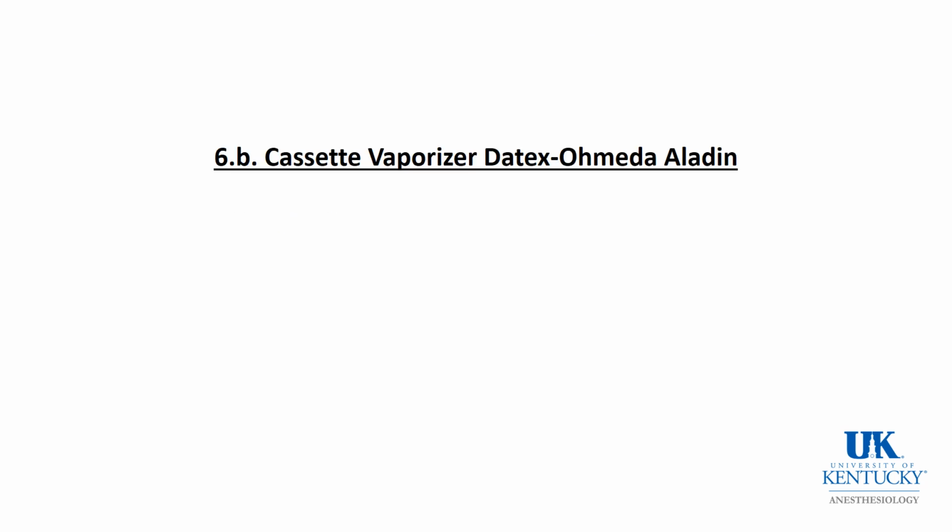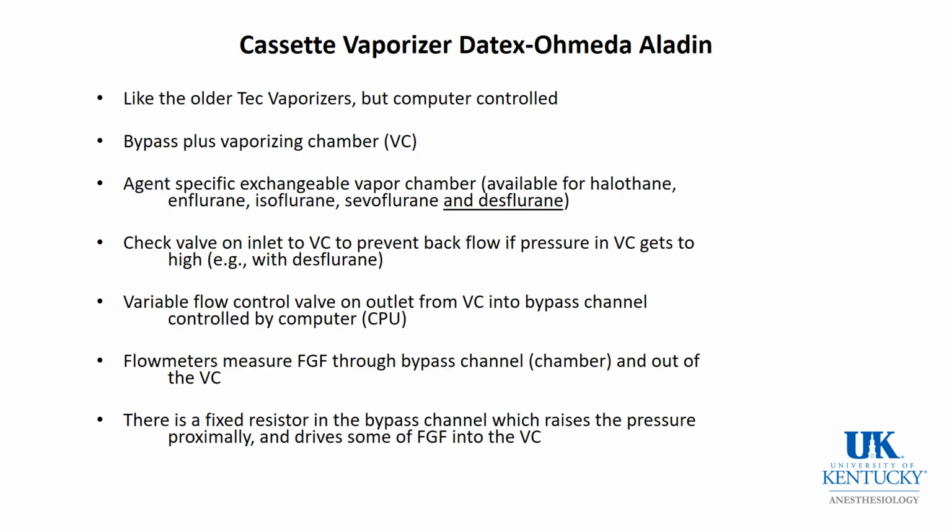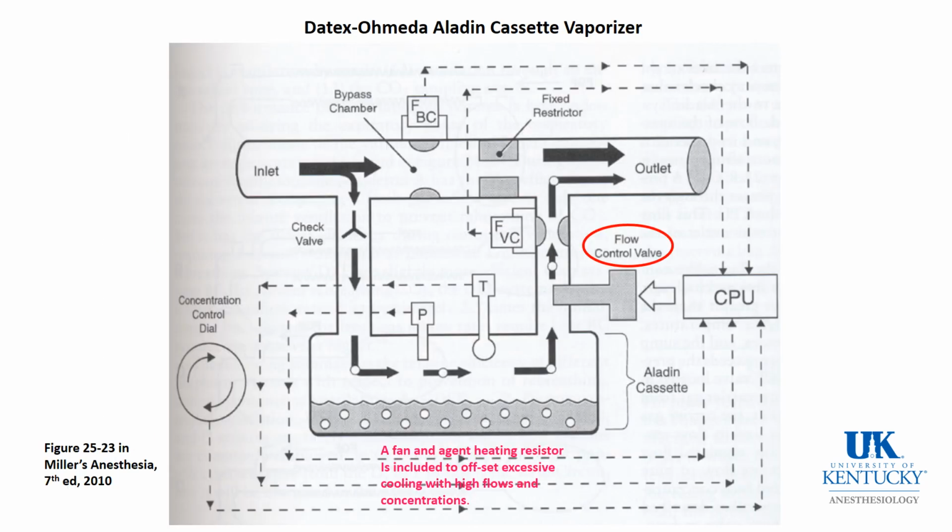The third vaporizer is the so-called cassette Datex-Ohmeda Aladin. This is very similar to the older Tec vaporizers with the two circuits. However, it is controlled by a computer. And this is a diagram of it. It looks very similar to the Tec vaporizer. There's inflow, and some of the gas is diverted to the vaporizer chamber, and then it is mixed with the fresh gas flow to generate the proper concentration.